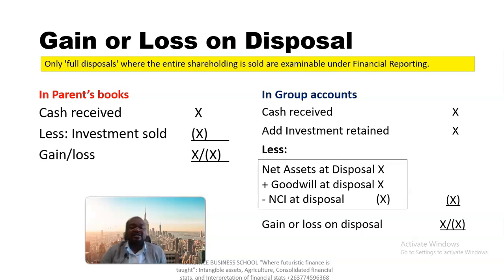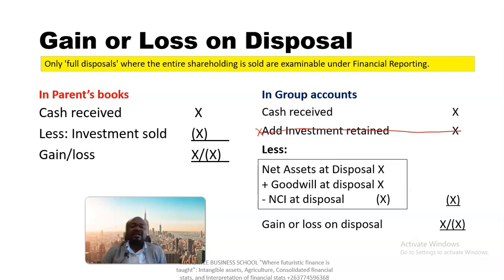However, since the assumption is that at the ACCA financial reporting level, you are not going to be tested on partial disposals, but full disposals, then it means that this part of the formula, let me try to annotate, this part is going to be irrelevant to you. Okay, that is for this level, right?